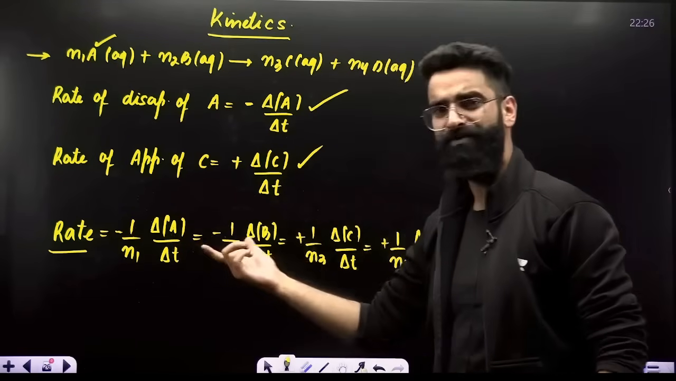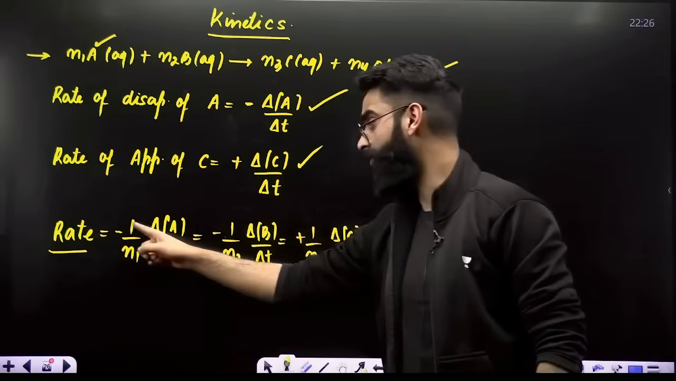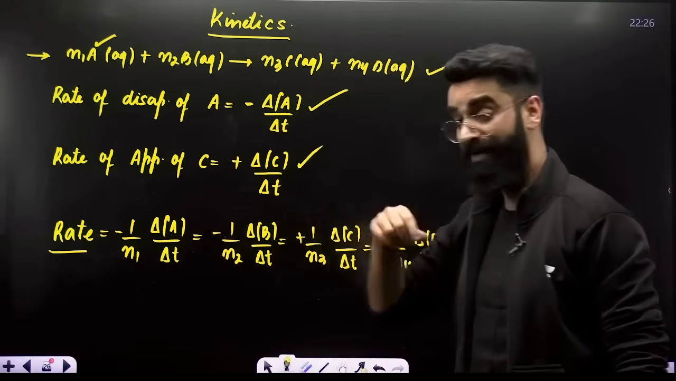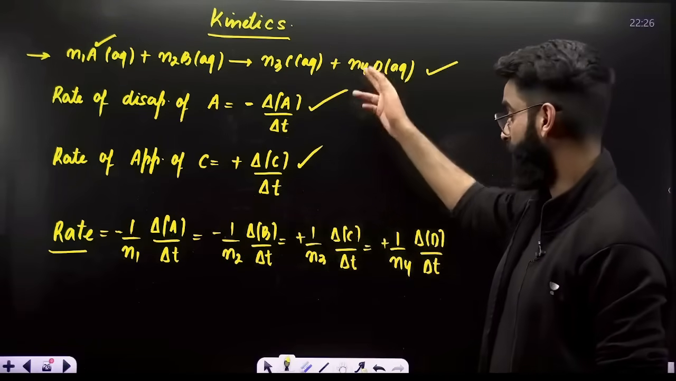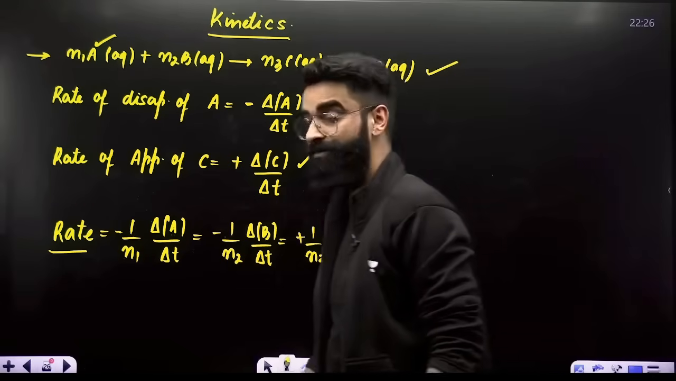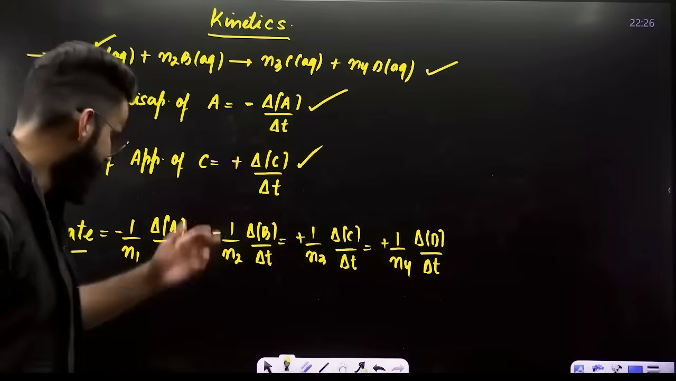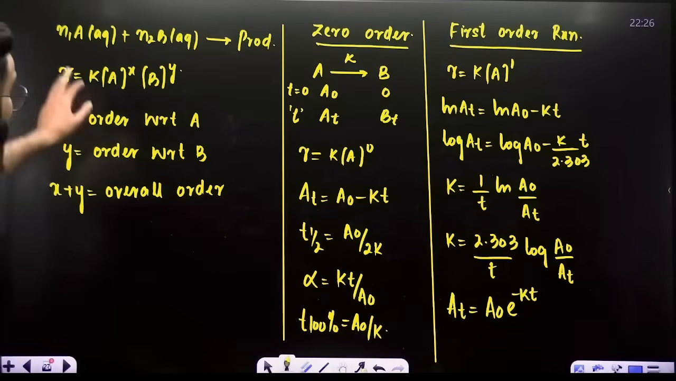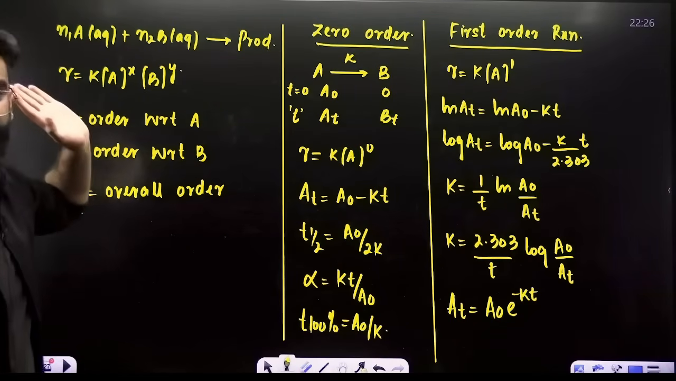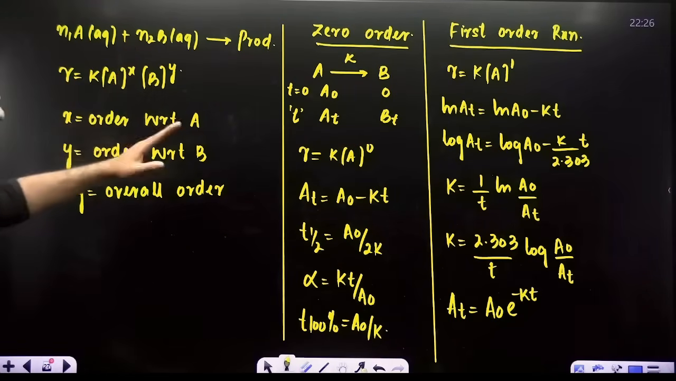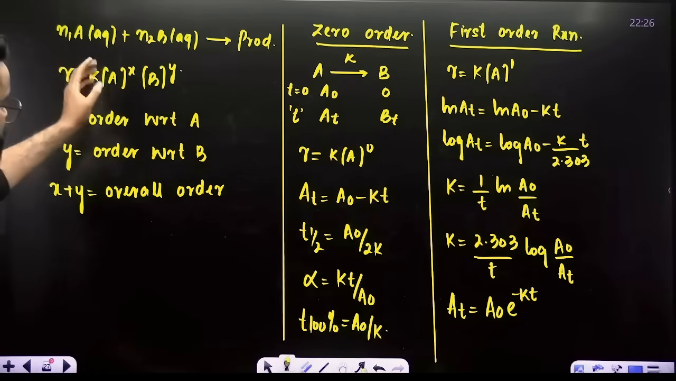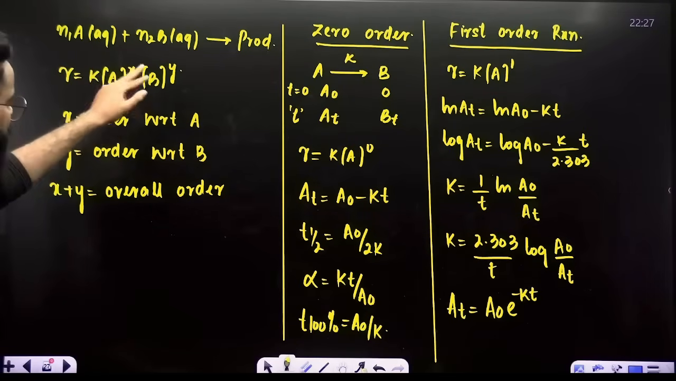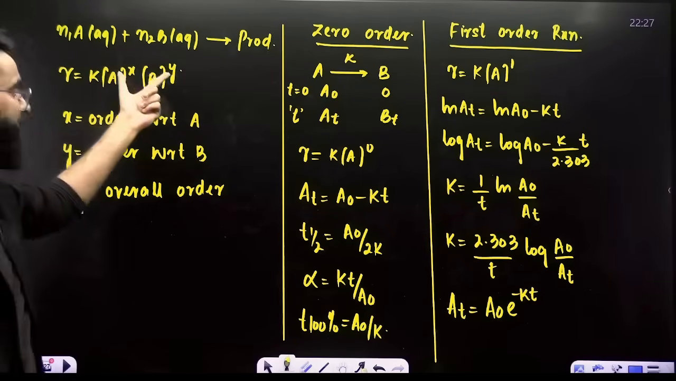When you calculate rate with the help of reactant, you have to start with a minus sign. When you calculate rate from the product, you will be starting with the plus sign. That's all, right? Similarly, when it comes to rate law, how do you write rate law for this particular reaction? It's in balanced form. Rate is equal to rate constant, concentration of A raised to power X, concentration of B raised to power Y. How do you calculate X, Y?